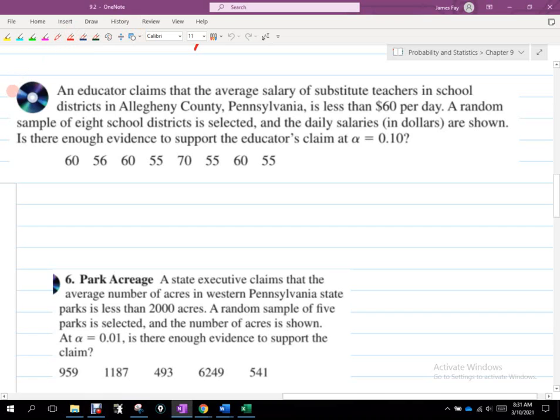It says an educator claims that the average salary of a substitute teacher in school districts in Allegheny County, Pennsylvania, is less than $60 per day. In that sentence, we've got a claim, so that's obviously identifying the claim in one of our hypotheses. Now, we just have to identify which hypothesis it goes with. H sub 0 is our null hypothesis. H sub A or H sub 1 is our alternative hypothesis.